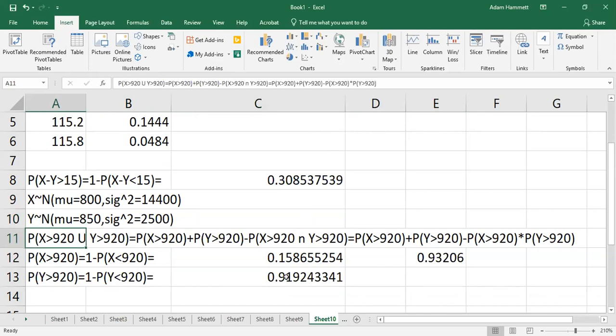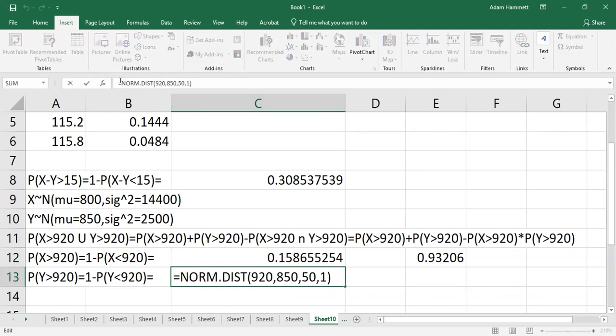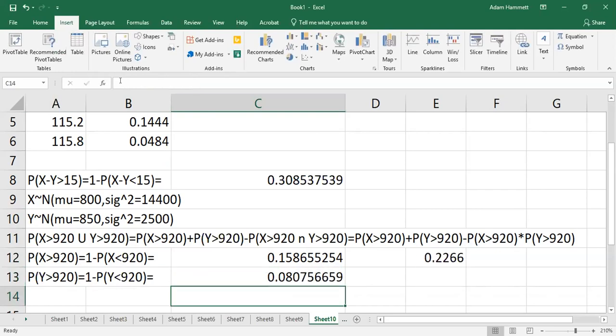Wait, I think we did something wrong here. Hang on. Oh, this should be 1 minus this. Oh, okay. I was like, why would it be so high? Right. Mean is 850 and the standard deviation is small, right? Yeah. That'd be pretty incredible. So 0.2266. Yep, that's it.